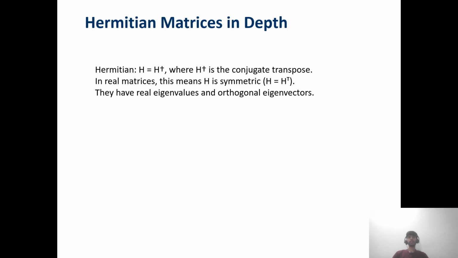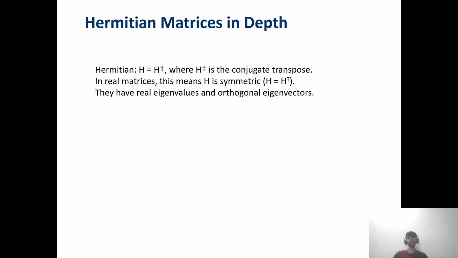Now let's take a look at Hermitian matrices. These are matrices that are equal to their own conjugate transpose. This means that the element in the ith row and the jth column is the complex conjugate of the element in the jth row and ith column. In real matrices, this simply means the matrix is symmetric. One major property of Hermitian matrices is that their eigenvalues are always real.